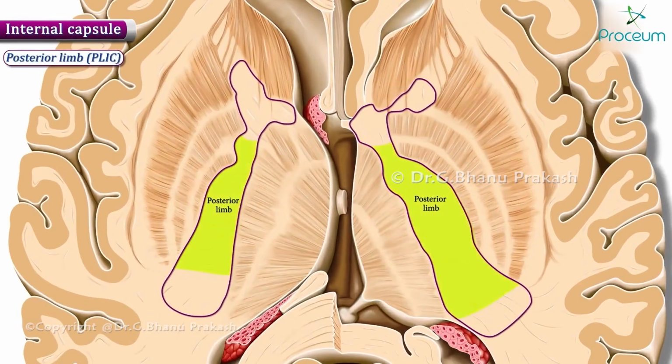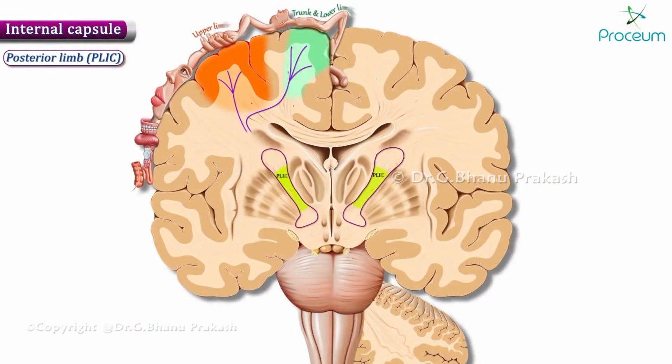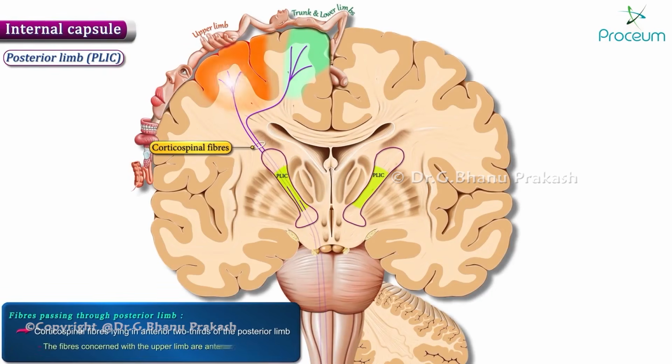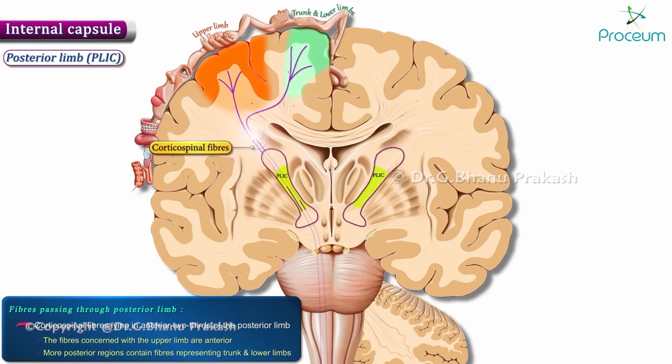Posterior limb. It lies between the thalamus medially and the lentiform nucleus laterally and contains corticospinal fibers lying in the anterior 2/3 of the posterior limb. The fibers concerned with the upper limb are anterior. More posterior regions contain fibers representing the trunk and lower limbs.